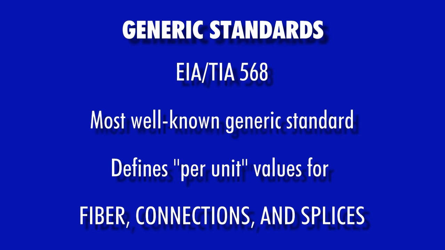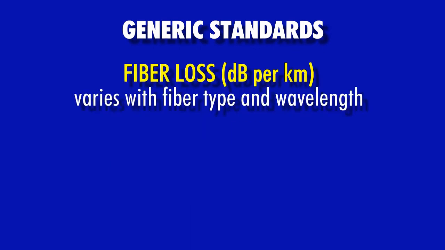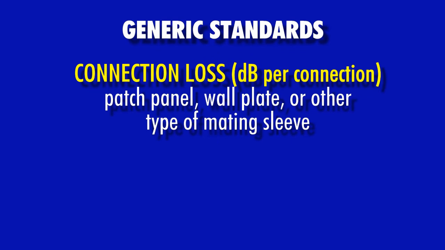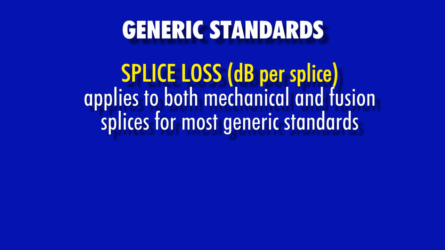The TIA 568, like all other generic cabling standards, defines per unit loss values for three main passive components in the fiber link: fiber loss, connection loss, and splice loss. Fiber loss is given in dB per kilometer and varies with wavelength and/or fiber type. Connection loss is given in dB per connection. A connection would be a patch panel, wall outlet, or another type of mating sleeve such as a consolidation point. Splice loss is given in dB per splice.